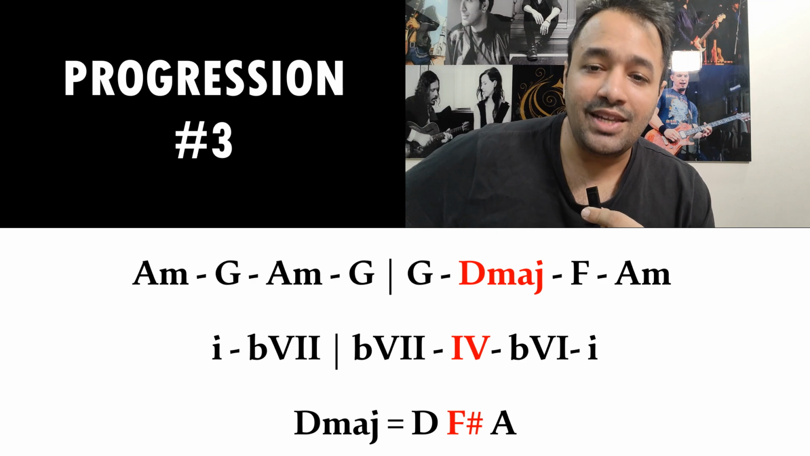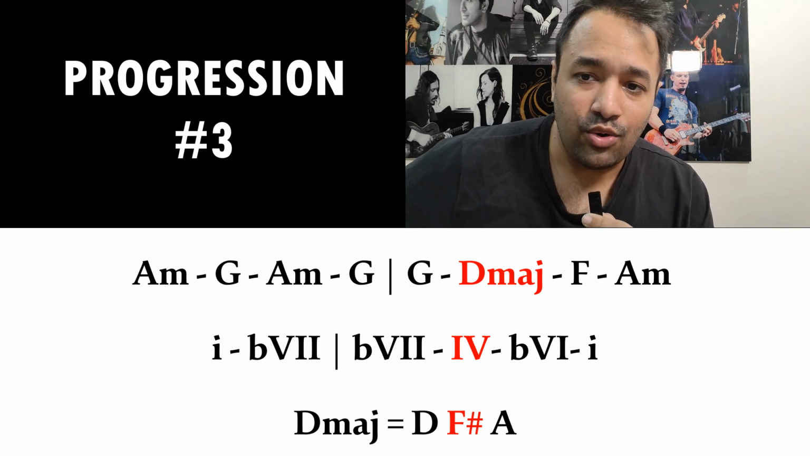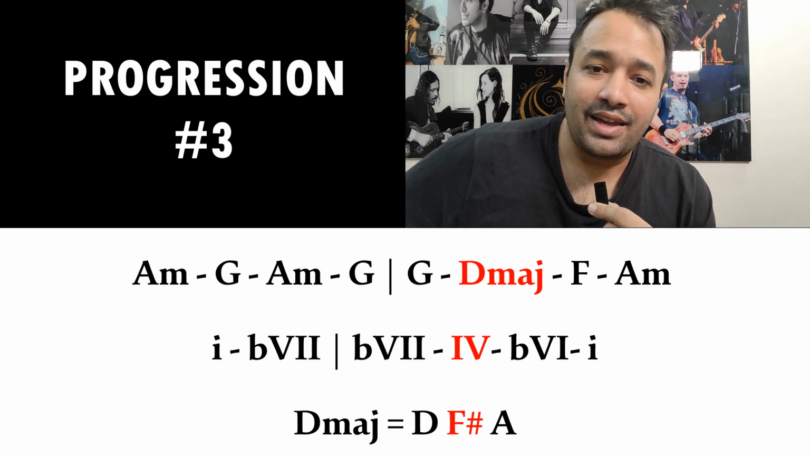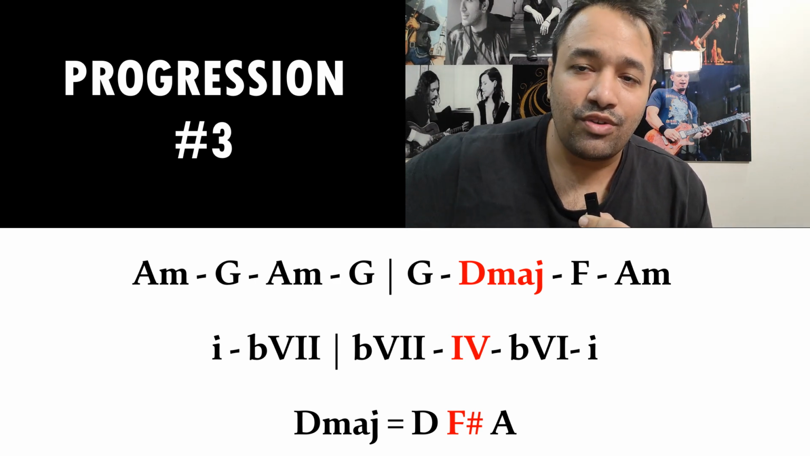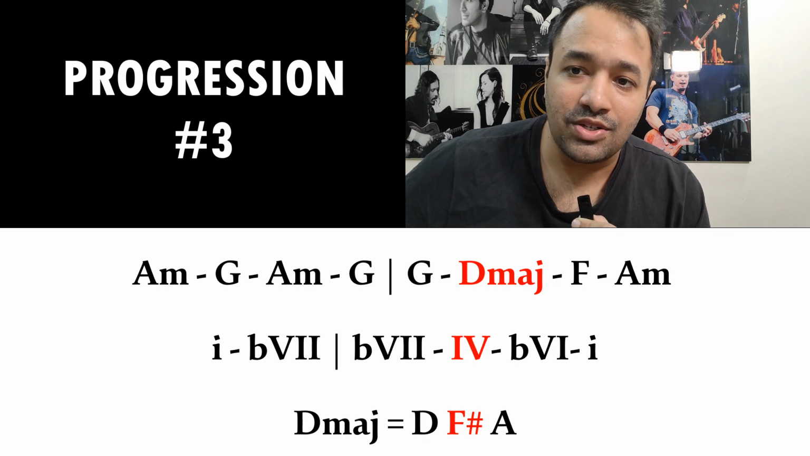So here we have the D major chord, which is outside the framework of the Aeolian mode or the natural minor scale. Again, we'll do the same process. So we look at the notes of the D major. We have the D, F sharp, and the A. These 3 notes are present in your D major chord.